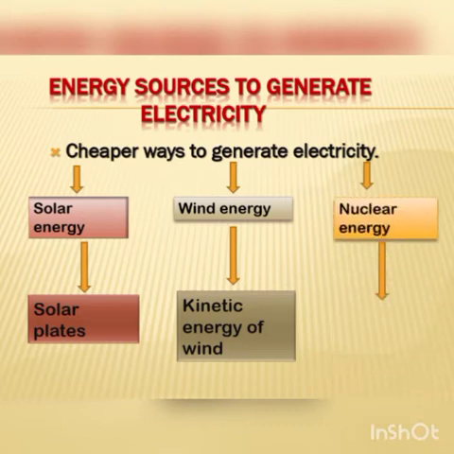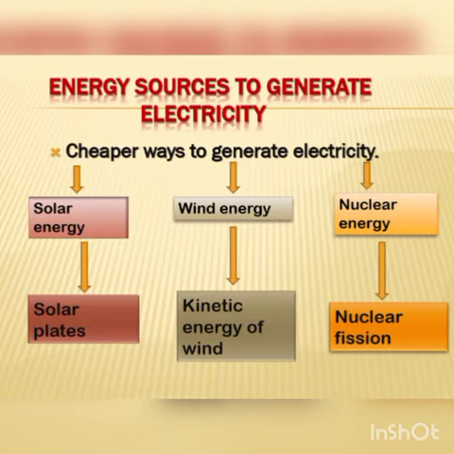Third one is nuclear energy. Electricity can also be produced with the help of nuclear energy when a nuclear fission reaction occurs. When the nuclei of heavy elements are broken by a special process called fission, a large amount of heat energy is released, and that energy is utilized to produce electricity.